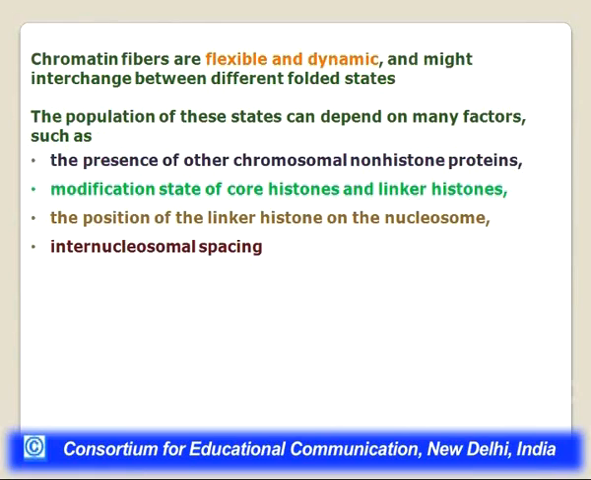The population of these states can depend on many factors, such as the presence of other chromosomal non-histone proteins, as we just saw, and the modification state of core histones and linker histones, which is very, very important. The histone proteins can be modified at certain points: they can be hypoacetylated, hyperacetylated or deacetylated, methylated or demethylated.